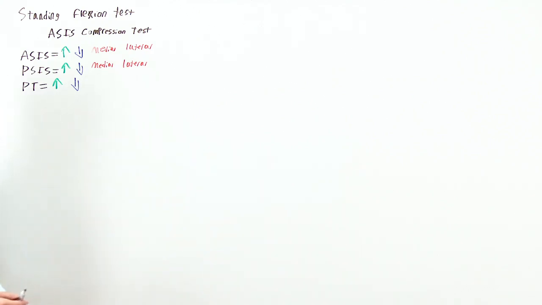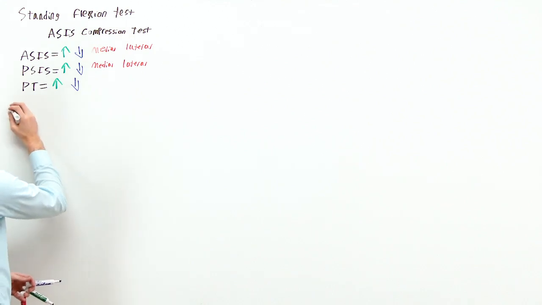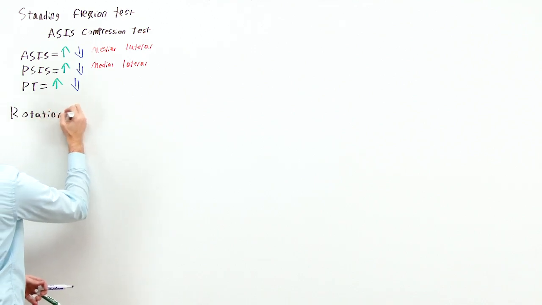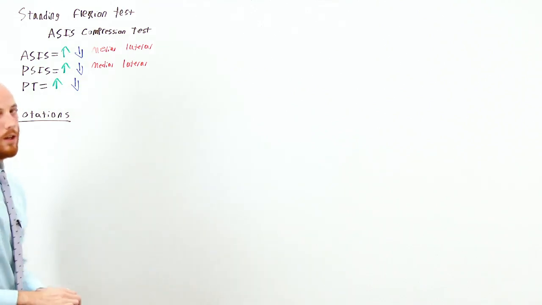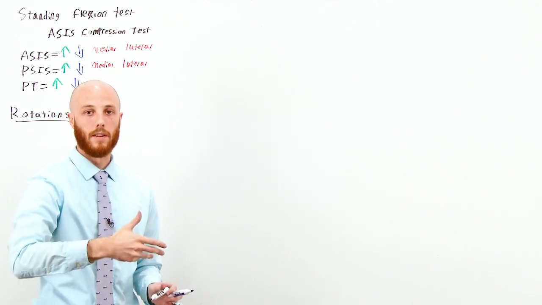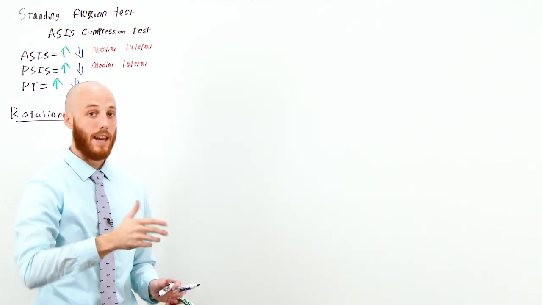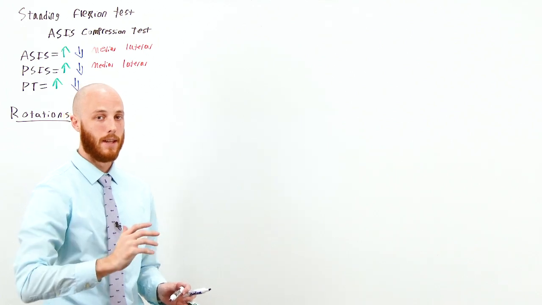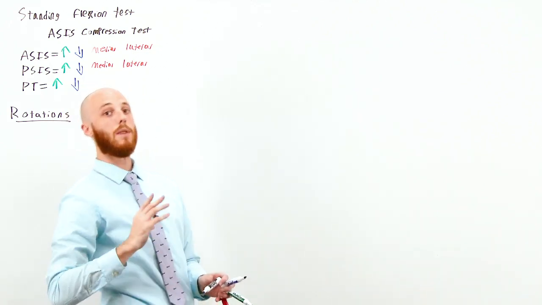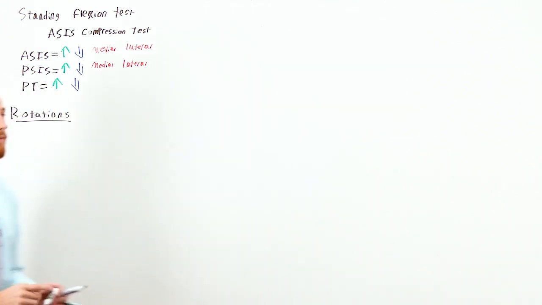So there are 3 different types of dysfunctions that you can have for the innominates. You can have rotations, shears, and flares. So we're going to go over rotations first. A rotational dysfunction means that one of the innominates is rotated further than the other. You can either have an anterior rotation, meaning that it tips anteriorly, or you can have a posterior rotation, meaning that it tips posteriorly in relation to the other.